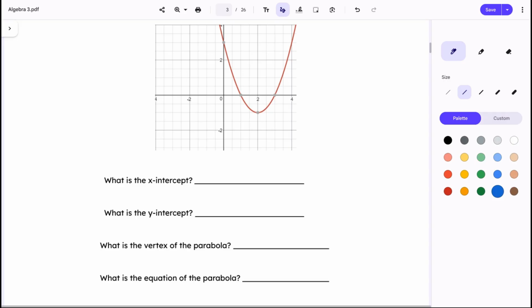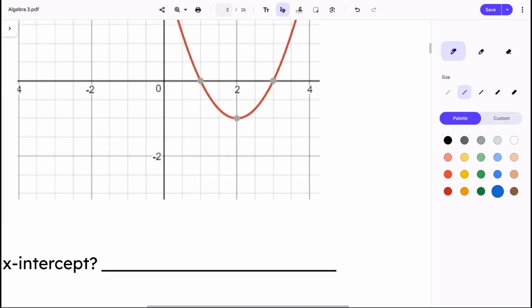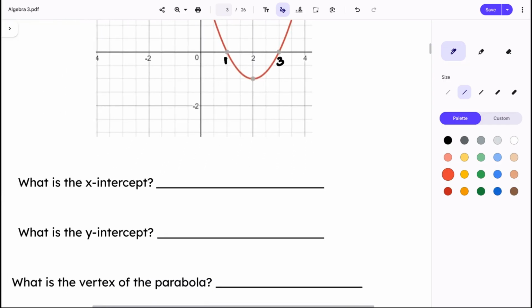All right, let's take a look here at what they're asking us about this parabola. They're asking first, what's the x-intercept? Is there more than one for this one? It crosses the x-axis how many times? Twice. Where at? Oh, careful. Look at how that graph's labeled. This is like half. This is actually 1, and then this would be 3. So where are they? Yeah, 1, 0, and 3, 0.